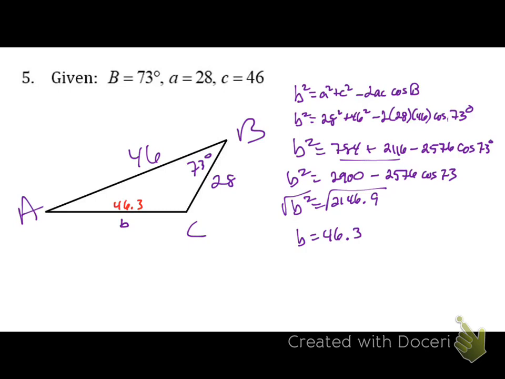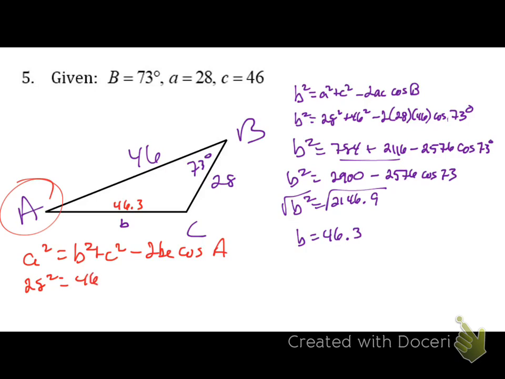Now, pick the next angle you want to find. It doesn't matter which one, right? I'm going to go find angle A. So I need the angle A formula. A squared equals B squared plus C squared minus 2BC cosine of A. And plug in all of your values. So little a is 28. Little b is your 46.3. C is 46. Minus 2 times 46.3 times 46, and then cosine of A.